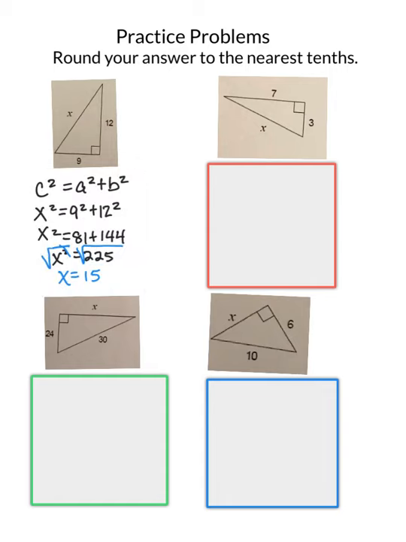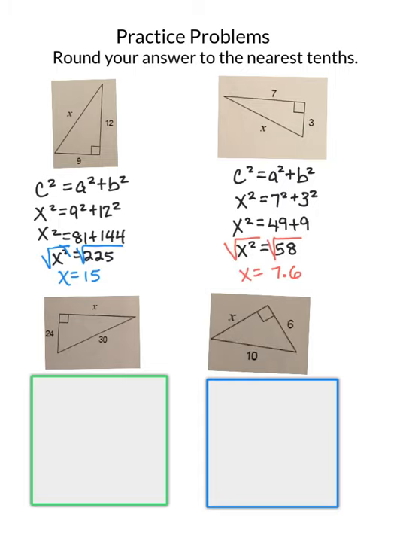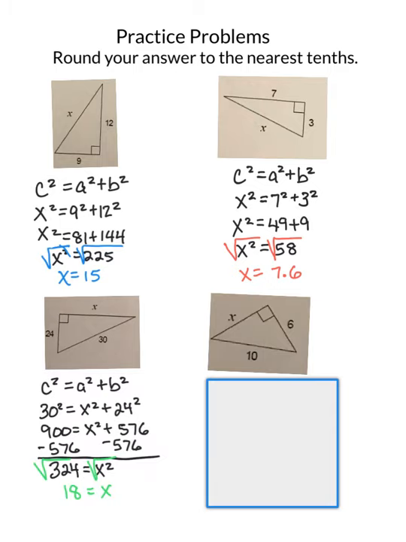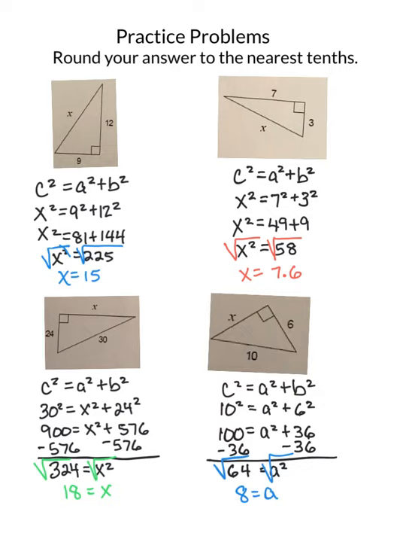So here is our answer for number 1 and how to work it out. Here is our second one. Here is our third one. And here is our fourth one. And remember, round it to the nearest tenths.